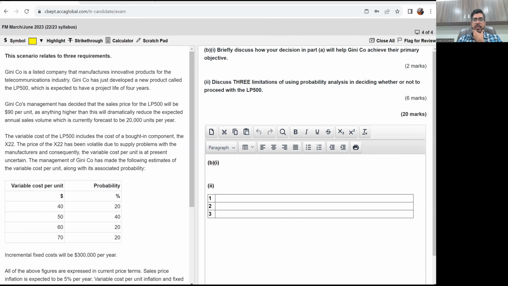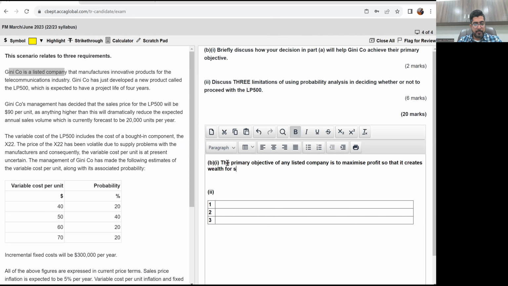I'll briefly discuss how your decision in Part A will help GINI achieve their primary objective. Okay. So what is the primary objective? GINI is a listed company. The primary objective of any listed company is to maximize profit so that it creates wealth for shareholders.